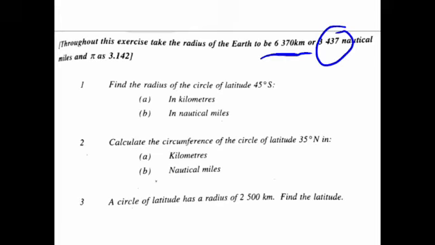For example, the first question is saying, find the radius of the circle of latitude 45 degrees south, A, in kilometers. I expect you to use the radius of the Earth as 6,370 kilometers, because it's asking you to find in kilometers. All right, and if it is nautical miles, you use the one for nautical miles.